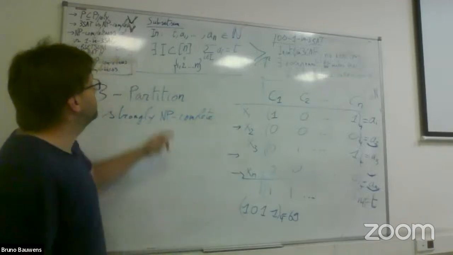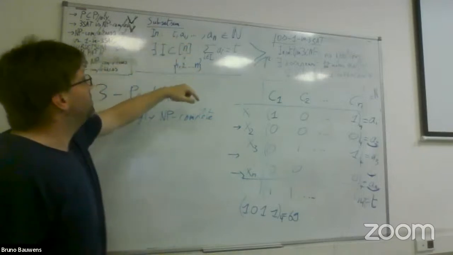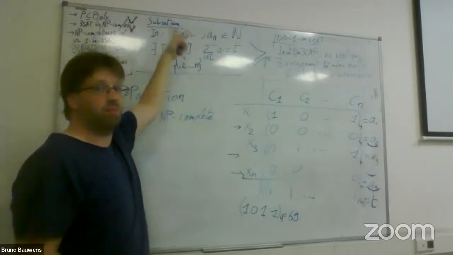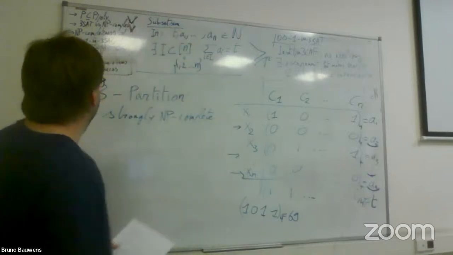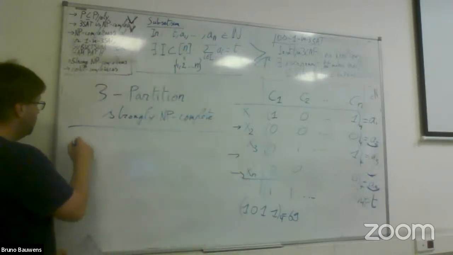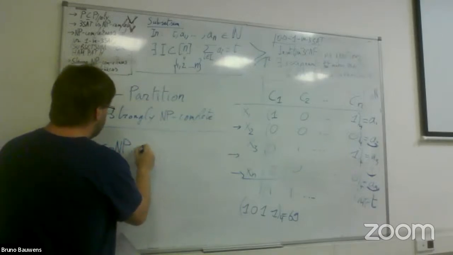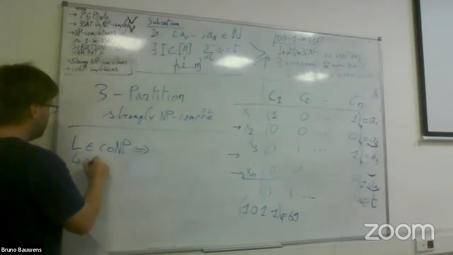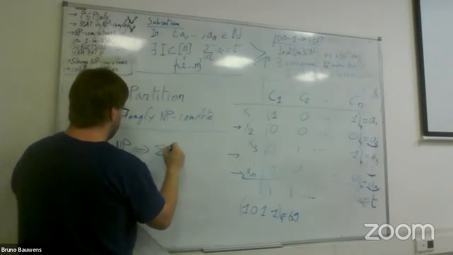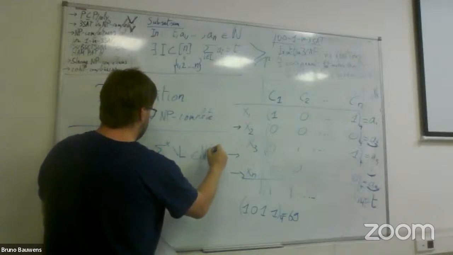Okay, and the problem subset sum is in pseudo polynomial time. It means polynomial time if numbers are given in unary. And the last thing I need to explain is the class co-NP. A language L over sigma is in co-NP if its complement is in NP.